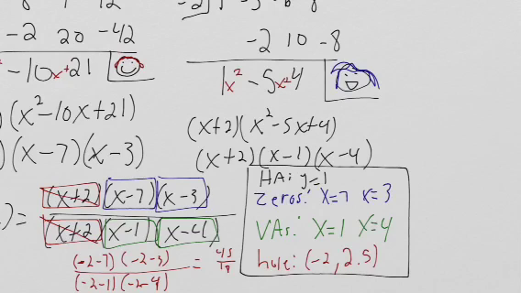Oh, also we can add in that we know these zeros are crossing zeros because their multiplicity is just 1. See how there's no exponent? The exponent is just 1 here. So that means it must be crossing. If it were a 2, it would be bouncing.